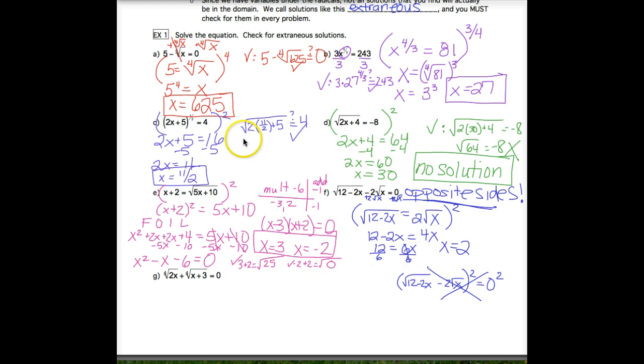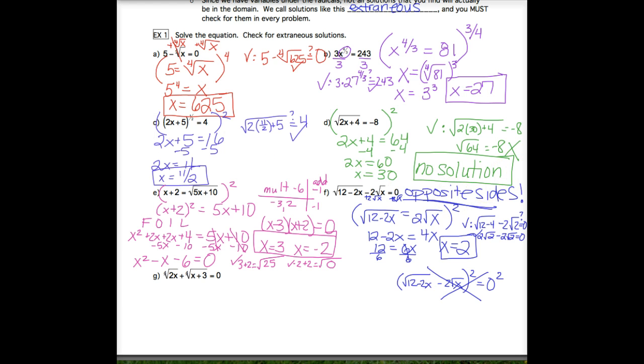As always, and notice I've done it on all of these, I need to check. So to do my check, I'm going to plug it into the original. So square root of 12 minus 4 is what it would be, minus 2 radical 2 equals 0 is what I'm checking. So square root 12 minus 4 is 8. So square root of 8 is, in simplified form, 2 radical 2. So 2 radical 2 minus 2 radical 2 is indeed 0. So x equals 2 is a valid solution. All right, we made it.